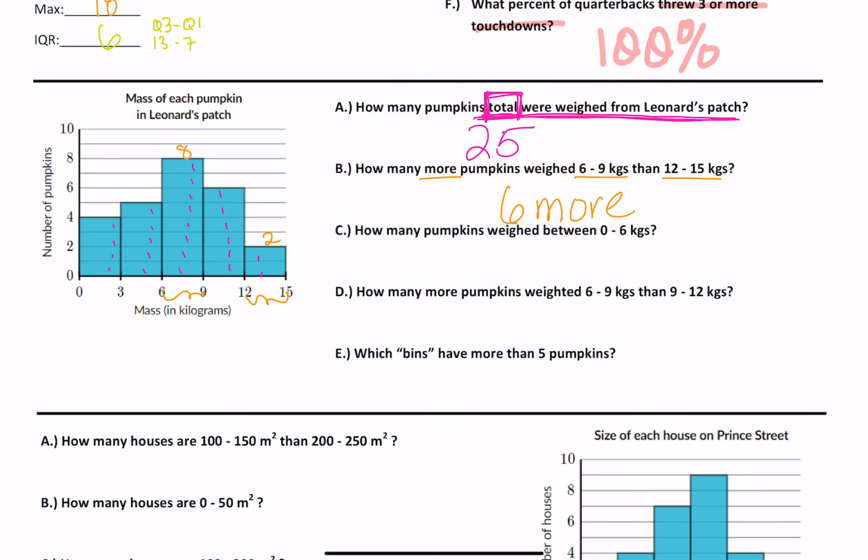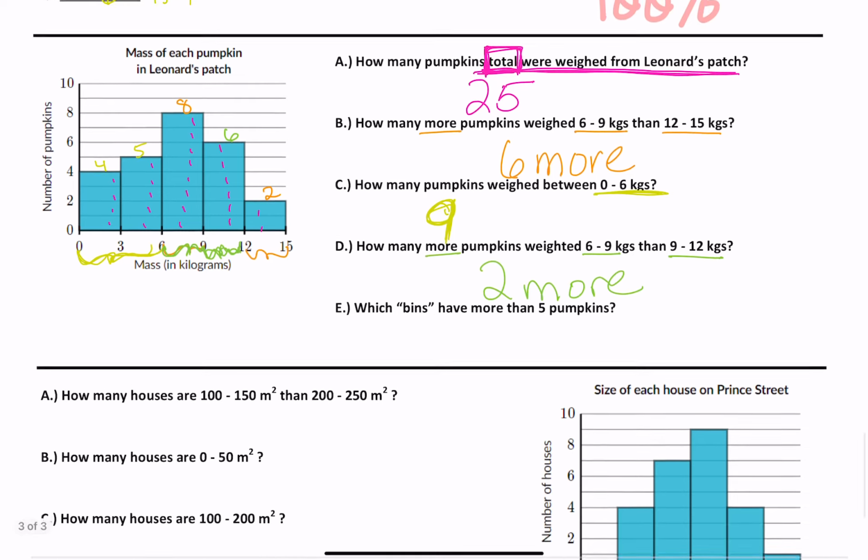Next one, how many pumpkins weighed between 0 and 6? So that's this section. So we had 4 and 5. So that's 4 plus 5 gives us 9. All right. Then we have, how many more pumpkins weighed 6 to 9 than 9 to 12? All right, 6 to 9 is right here. 9 to 12 is right here. So 9 to 12 is 6. 6 to 9 is 8. So that was 2 more. We already knew 6 to 9 from earlier.